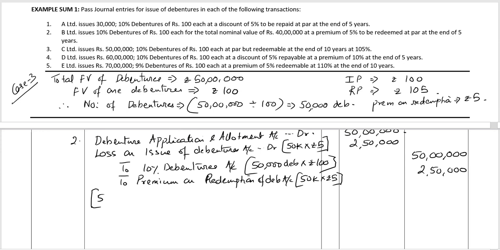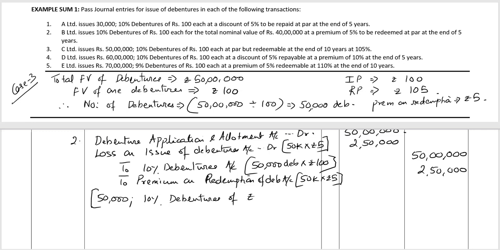Narration: 50,000 10% debentures of rupees 100 each, issued at par and redeemable at 5% premium.